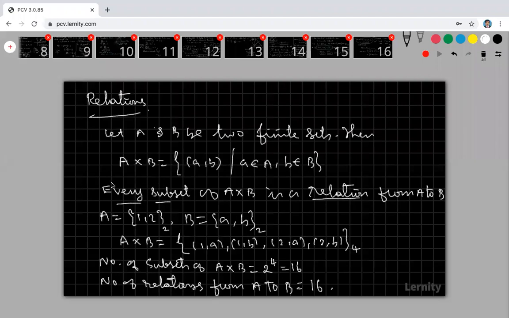If I have a total of 16 subsets, all the 16 are relations. If I have 8 subsets, all the 8 are relations. If I have only 4 subsets, all the 4 are relations. Are you okay? Are you clear? So every subset of A cross B is a relation from A to B, right?